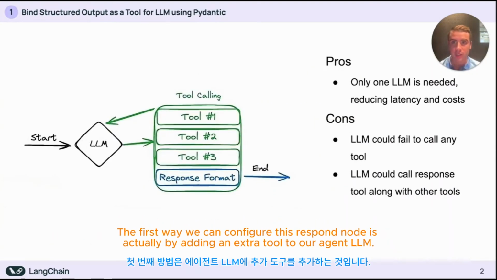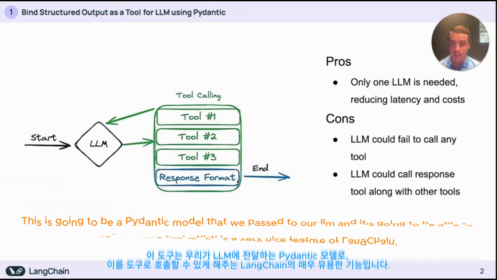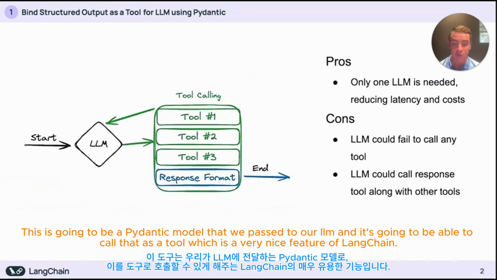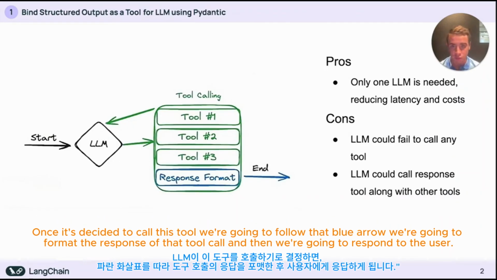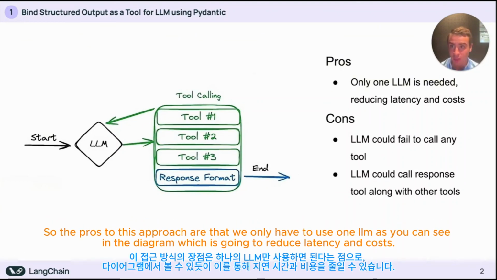The first way we can configure this respond node is by adding an extra tool to our agent LLM. You can see this blue box here, the response format tool. This is going to be a pydantic model that we pass to our LLM, and it's going to be able to call that as a tool, which is a very nice feature of LangChain. Once it's decided to call this tool, we follow that blue arrow, format the response of that tool call, and then respond to the user. The pro to this approach is that we only have to use one LLM, as you can see in the diagram, which reduces latency and costs.